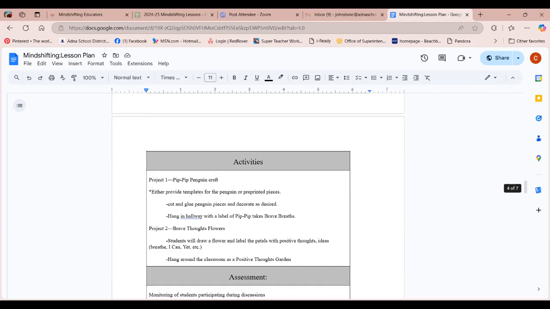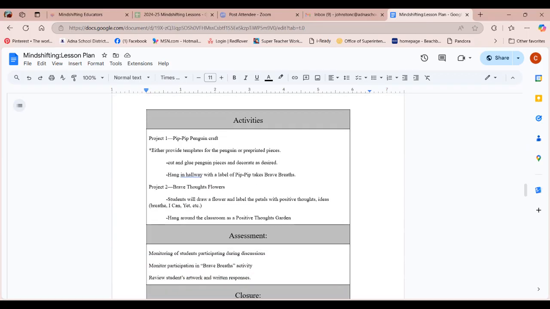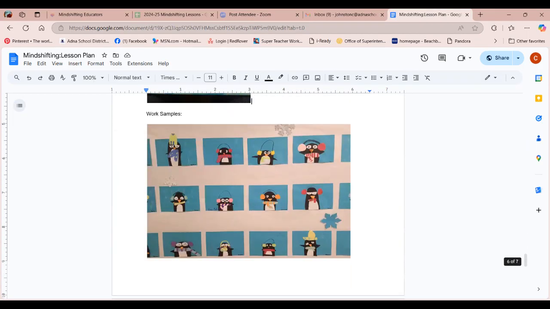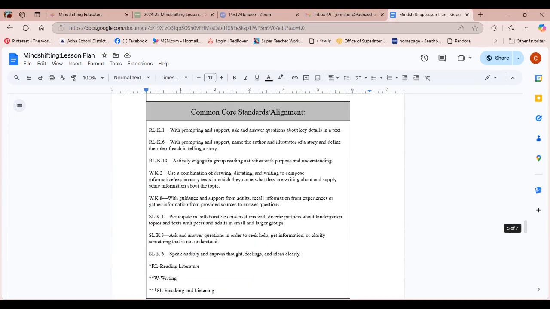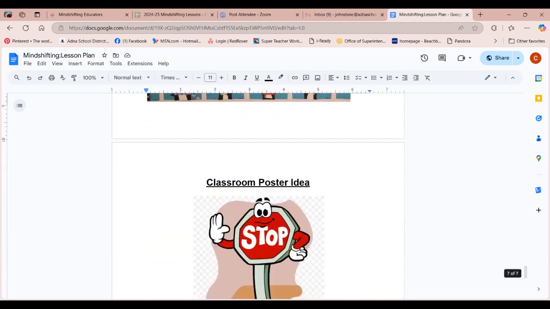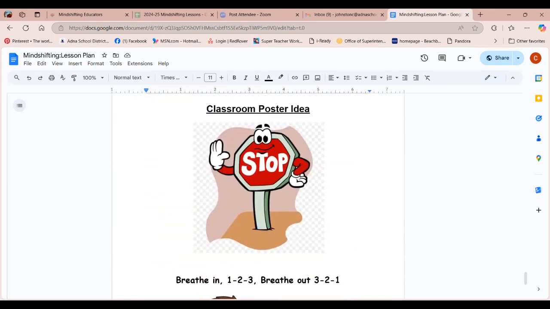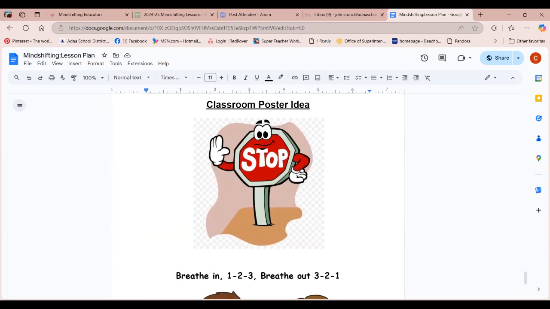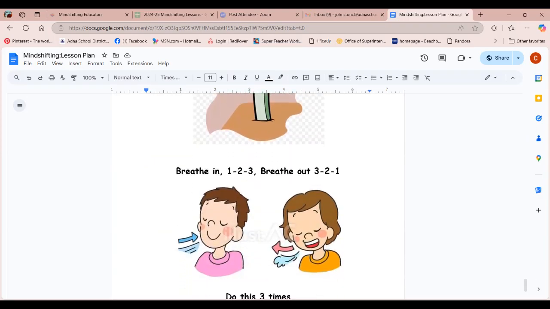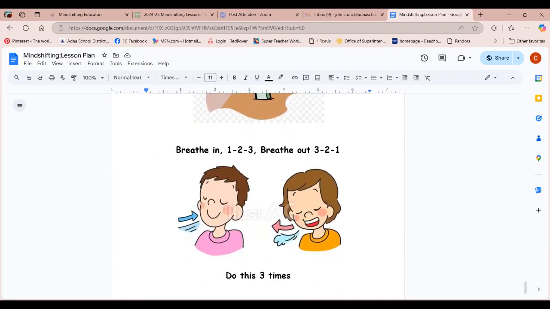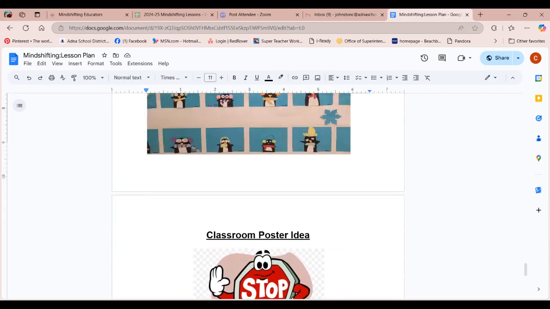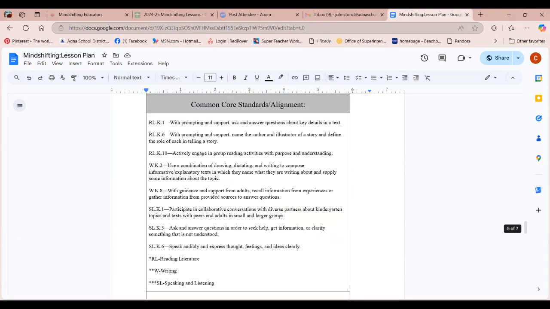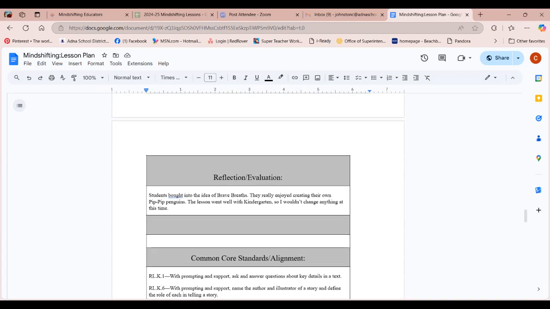I'm not good at this, so anyway, I got some activities to do. A Pip penguin craft, which, mind my scrolling, we made some penguins to go with Pip. And I also put this, I don't know if you can see the whole thing, but it'll be a poster in my quiet space to remind them to stop and breathe. Breathing in, breathing out, do it 3 times. And that's kind of it.